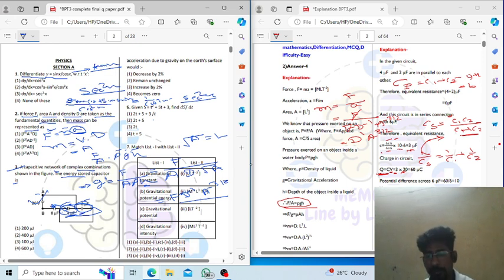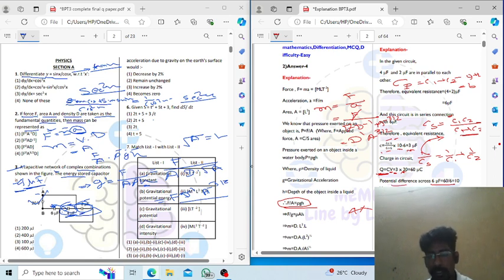Now what we have to calculate is the energy stored in the 4 microfarad capacitor. It is not mentioned, but I think it should be calculated for the 4 microfarad capacitor, right? So in this, what you have to do is find the potential difference across the 4 microfarad capacitor. So this is the thing we have to do. Here we have C equal to 4. Now you have to calculate the potential at this 4 microfarad capacitor.